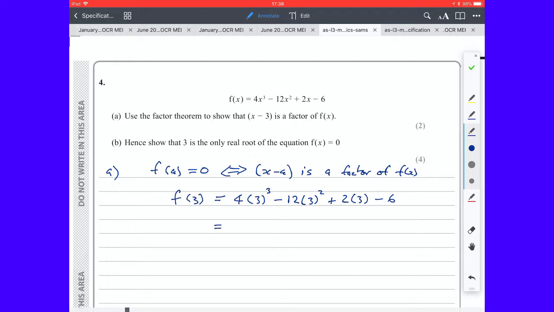3 cubed is 27 and 4 27s are 108, minus 3 squared is 9, 12 9s are 108, plus 2 3s are 6 minus 6. We can see the 108s cancel out, the 6s cancel out, so this gives us 0. Therefore, by the factor theorem, x minus 3 is a factor of f(x).